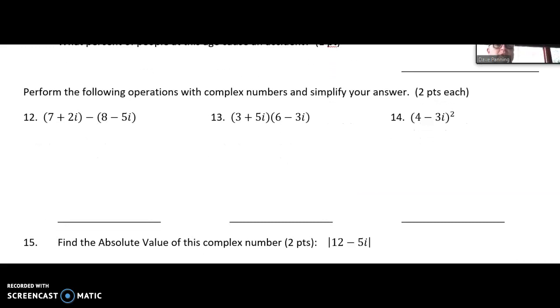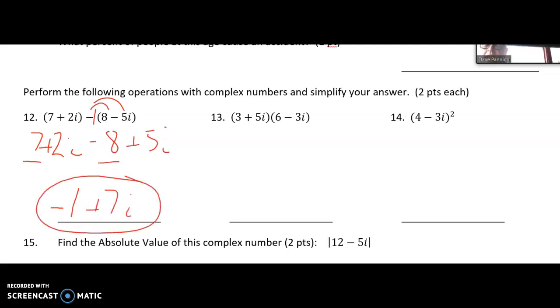So here are the operations with complex numbers. For number 12, we have 7 plus 2i. There's a negative 1 here, so I'm going to distribute that negative 1. So this is going to be negative 8 and then plus 5i, because negative 1 times negative 5i is positive 5i. Well, 7 minus 8 is negative 1. 2i plus 5i is 7i. And that's in a plus bi form.